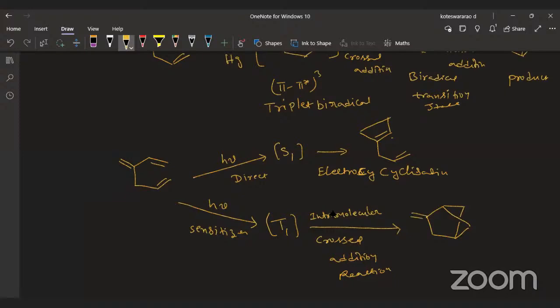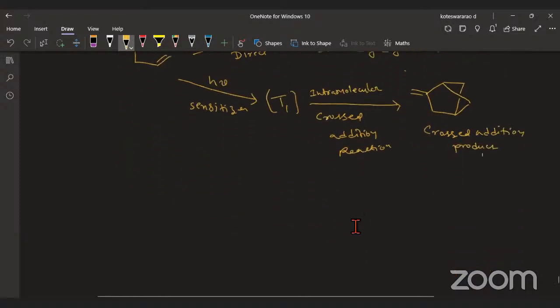That means this double bond is not participating in the intramolecular cross-reduction reaction. But whenever we irradiate directly, it just undergoes cyclization, retrocyclization. Whenever we irradiate the substrate with the sensitizer, that leads to the formation of the cross-reduction product. This is one method. We have several examples in your book. You can practice them.